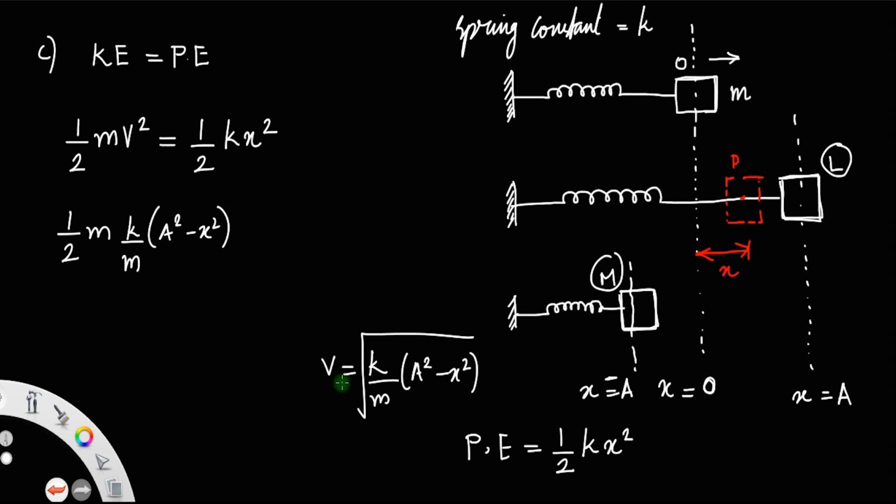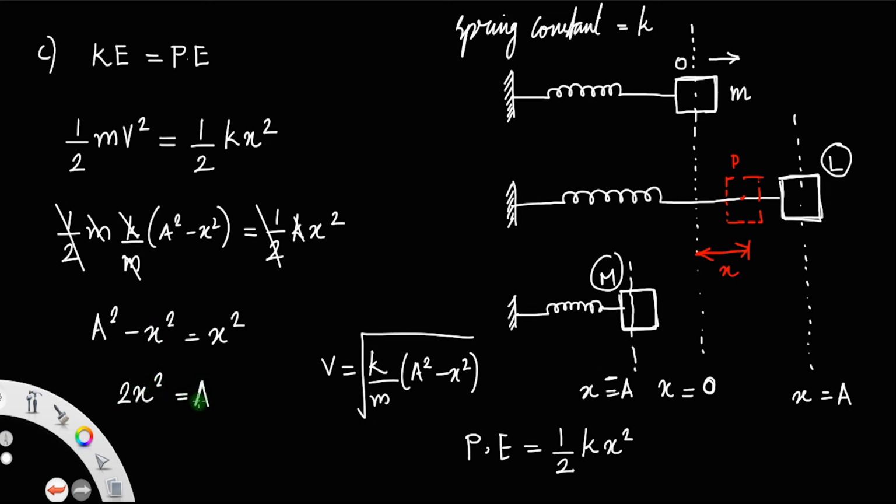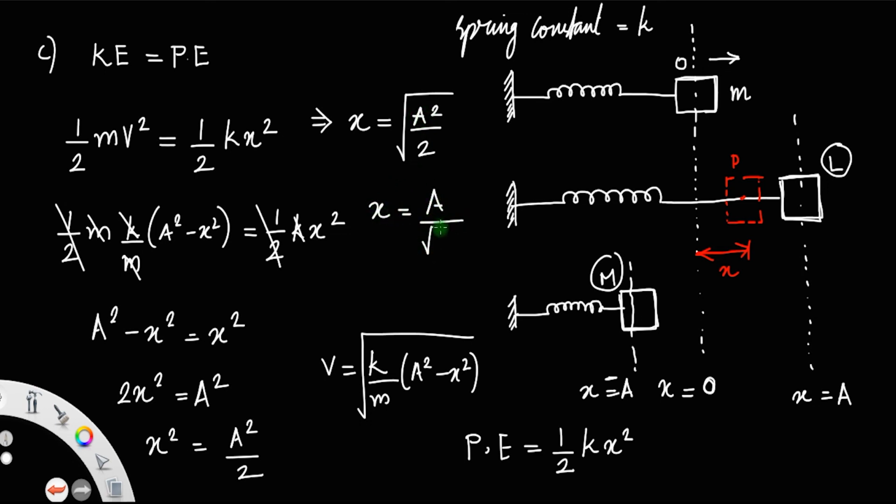This is v. So m times v square equal to k times a square minus x square equal to k x square, cancelling the half and half. This m and m will get cancelled. Also this k. Which means a square minus x square equal to x square. Which means 2x square equal to a square. Taking this x square to the right, that is x square equal to a square by 2, or x is equal to root of a square by 2, which implies x is equal to a divided by root 2.